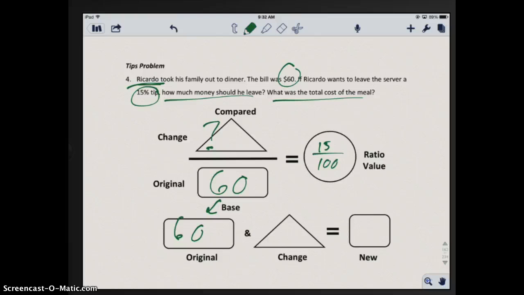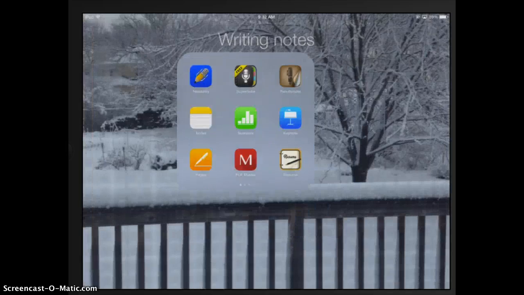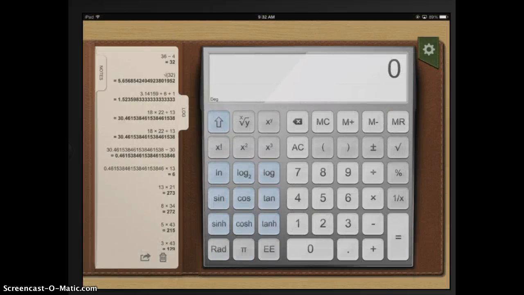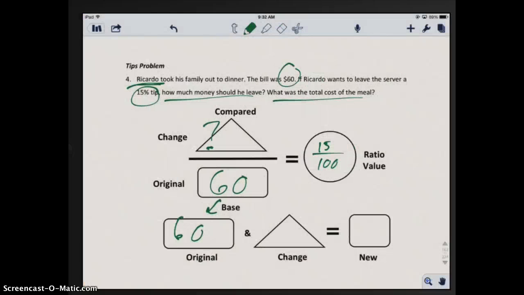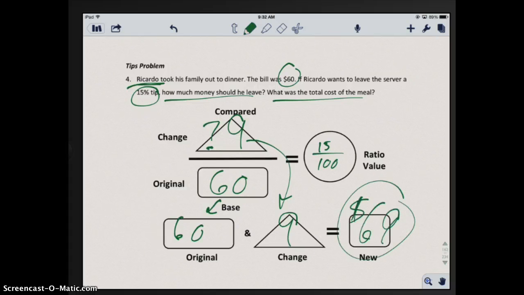Let's see. 15 times 60 divided by 100. I can get my calculator. Do 15 times 60 and then divided by 100. 9. So that means it's going to be $9 in tip. So that's that $9 right there. So Ricardo spent $69 on his family for dinner. So he should leave $9, and the total cost of the meal is $69.